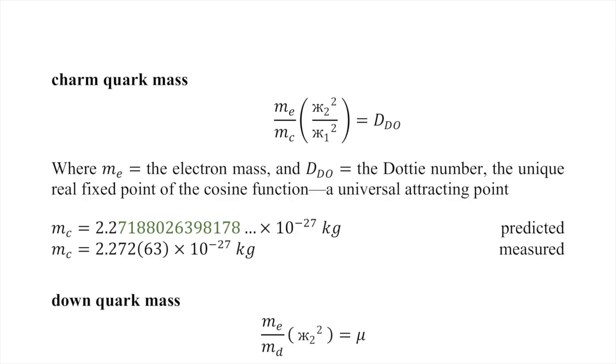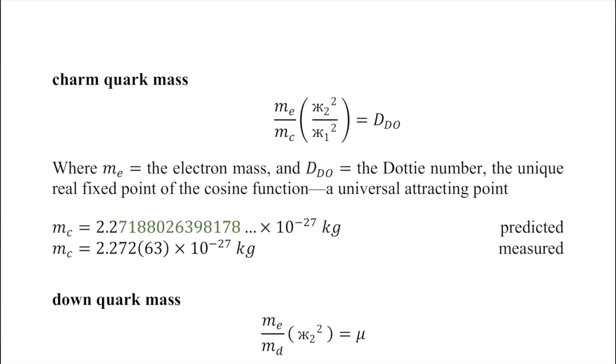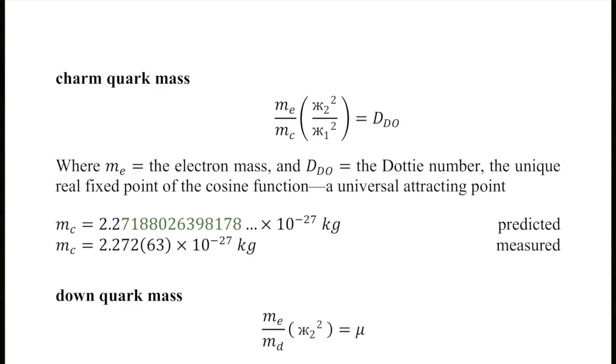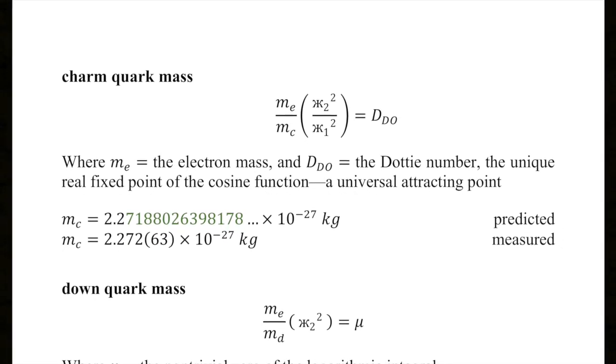So really, we have the second fine structure constant divided by the first fine structure constant here. And what does this square arrangement get us? It selects the dotty number, the unique real fixed point of the cosine function. And this is a universal attracting point, a special point for the cosine function.